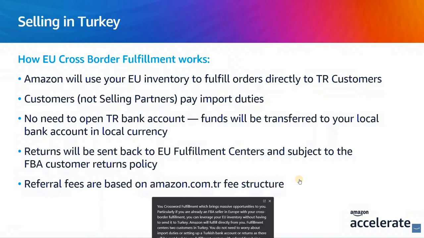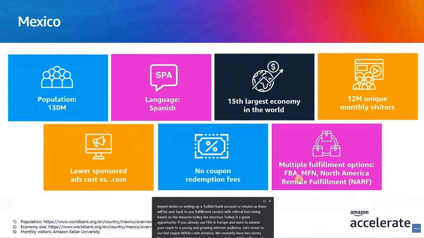Turkey is a great opportunity if you already use FBA in Europe and want to extend your reach to a young and growing internet audience. Let's move to our last region. Within Latin America, we currently have 2 stores, Mexico and Brazil. Mexico has a large population of 130 million, and we see over 12 million unique monthly visitors on Amazon.